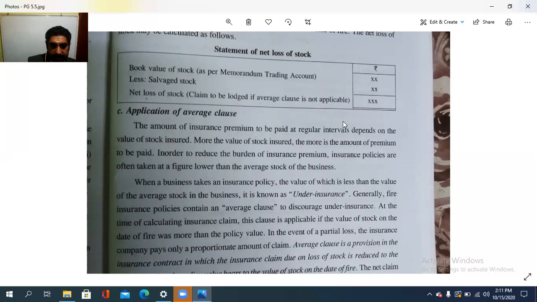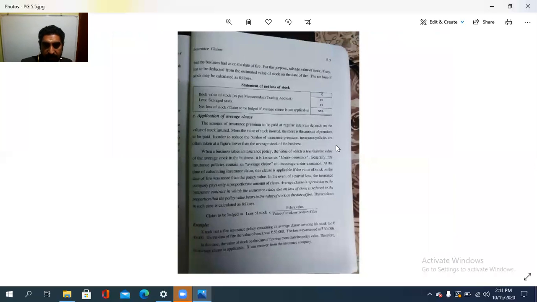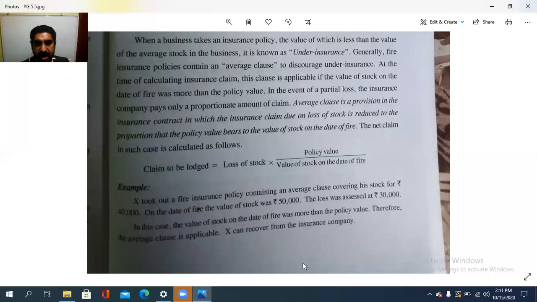It is a provision in the insurance contract in which the insurance claim due on loss of stock is reduced to the proportion that the policy value bears to the value of the stock on the date of the fire.